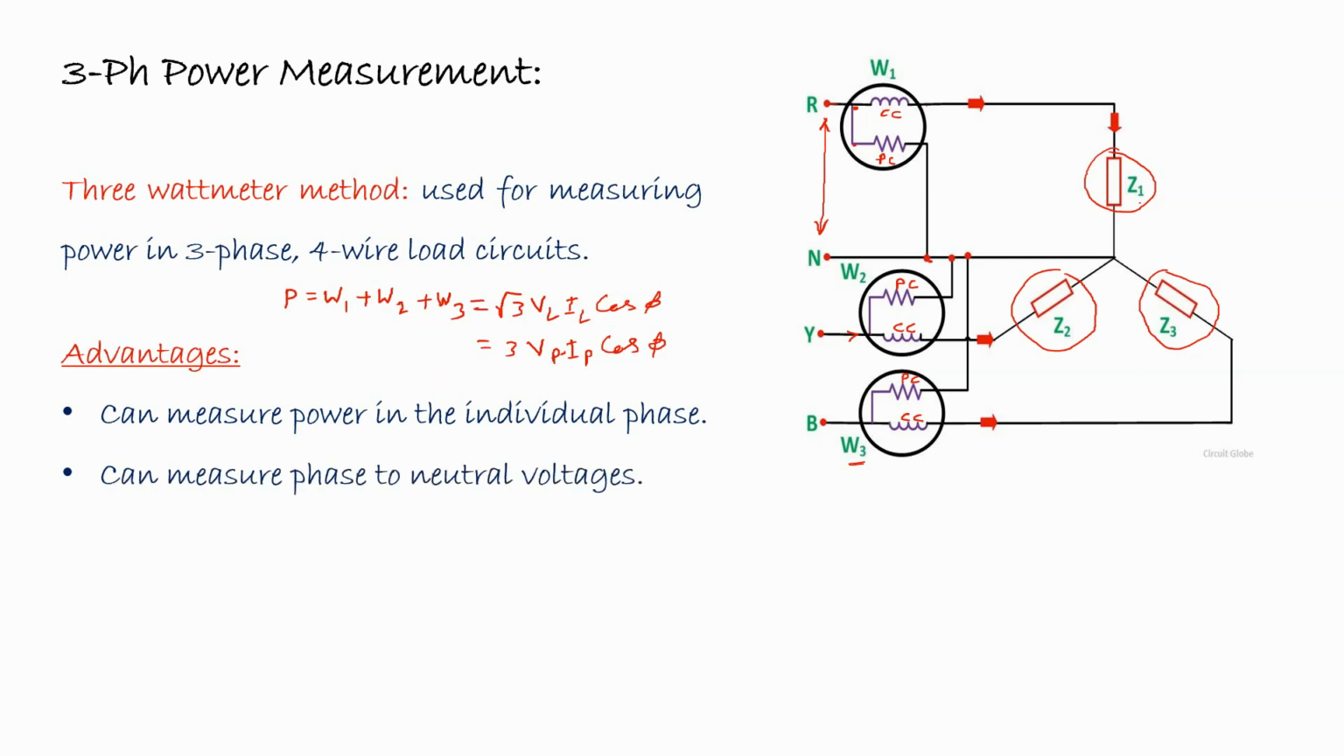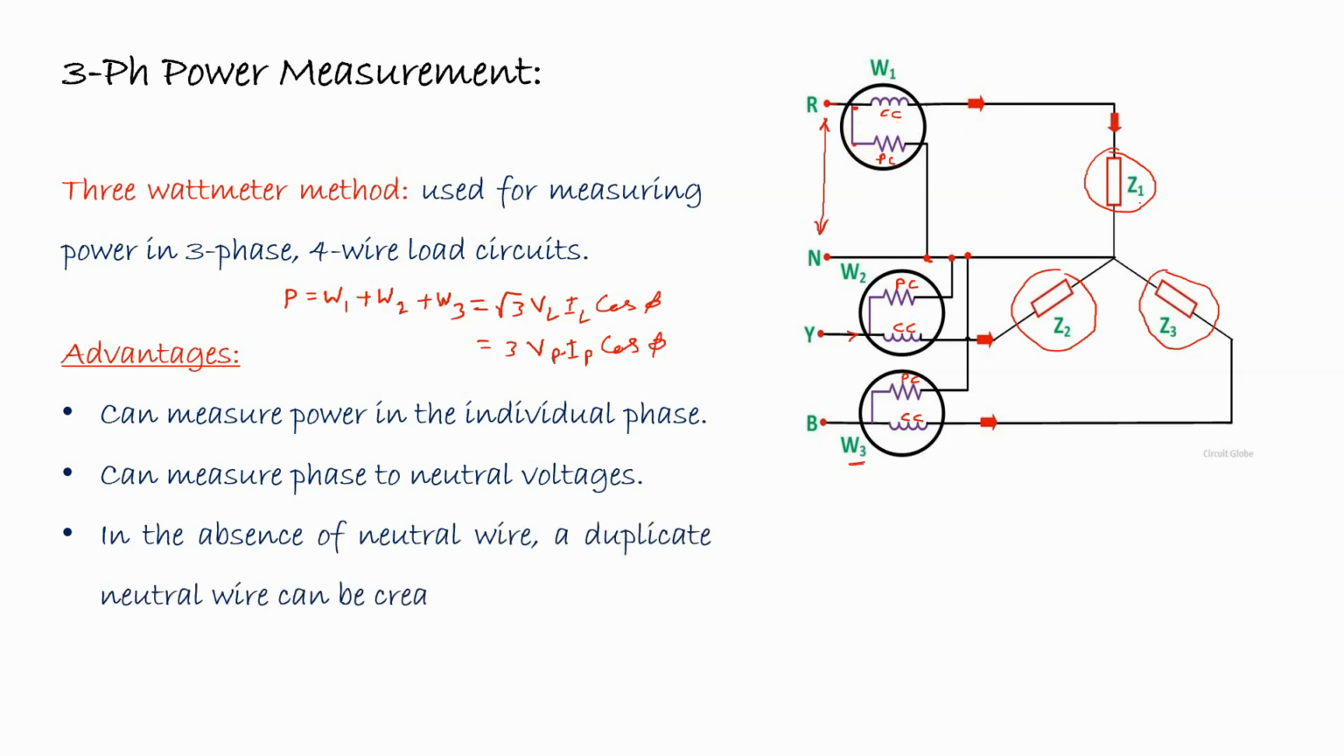It can measure the phase to neutral voltage. That is, the pressure coil of each wattmeter is connected between one phase and the neutral. That means the pressure coil of the wattmeter will sense the phase voltages. Here we can see that the neutral terminal is required for the 3 wattmeter method. But in case of a three-phase three-wire system, there is no neutral terminal. So a duplicate neutral connection can be created, and then the 3 wattmeter method can be applied to measure the three-phase power.